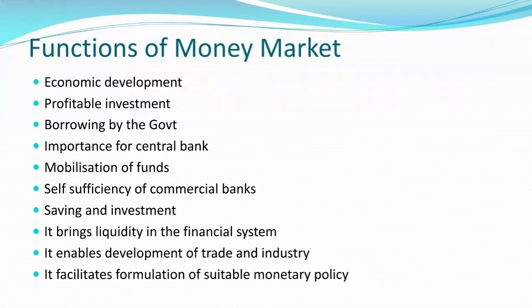Then mobilization of funds. We know that the money market mobilizes funds from the savers and channelizes these funds into productive uses. Then self-sufficiency of commercial banks. Self-sufficiency means the commercial banks must be there for an efficient money market, and these commercial banks must have self-sufficiency regarding their resources. Then saving and investment. Saving and investment are the most important functions of money market. It brings liquidity in the financial system. Then it enables the development of trade and industry.